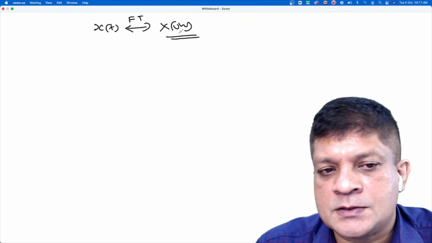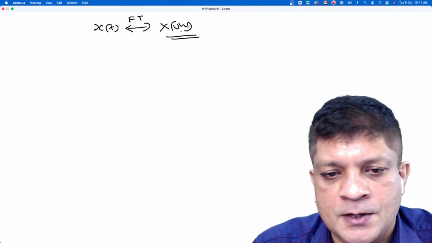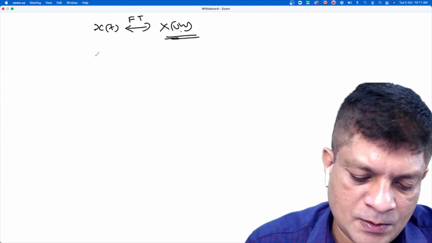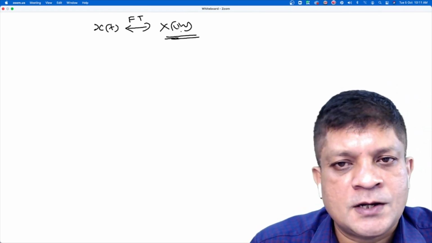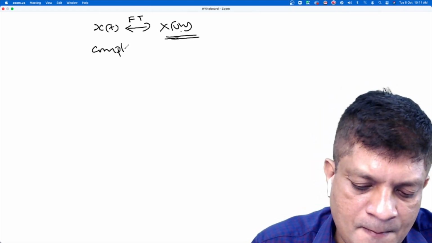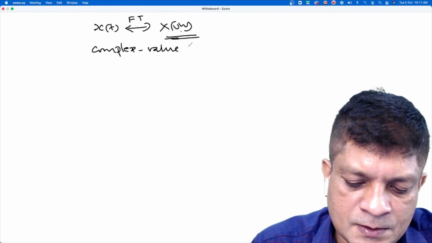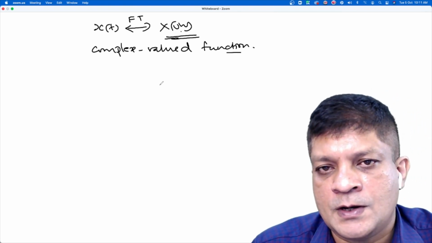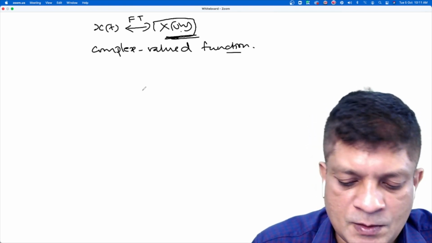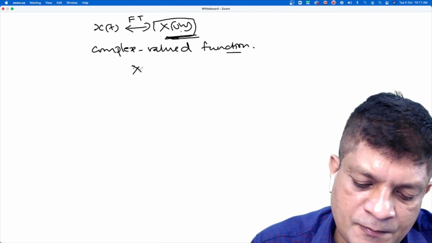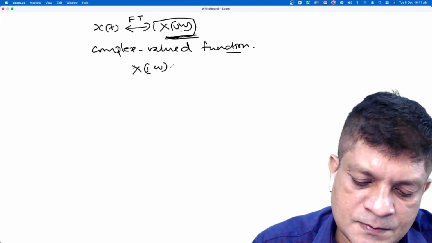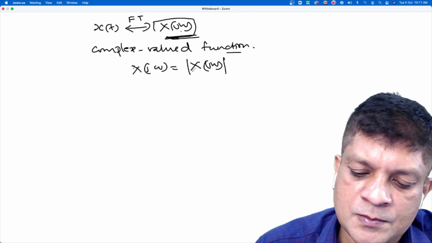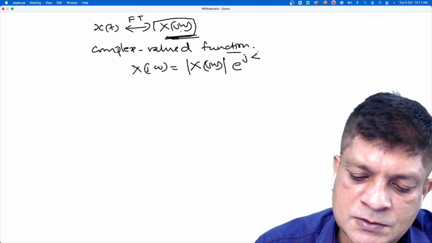We say that x(t) and X(jω) form a Fourier transform pair. When we have to sketch this X(jω), it is a function of ω, and generally it is a complex valued function. Since it is a complex valued function, we can write it as the magnitude of that function and the phase of that function.